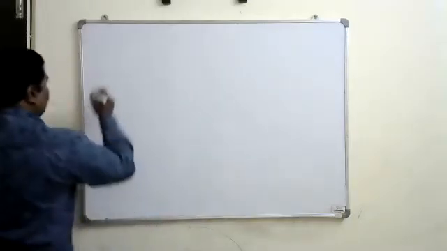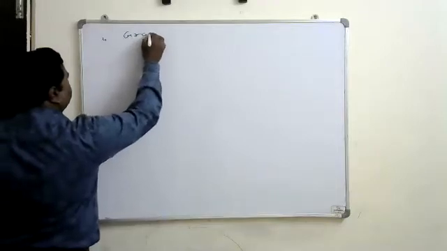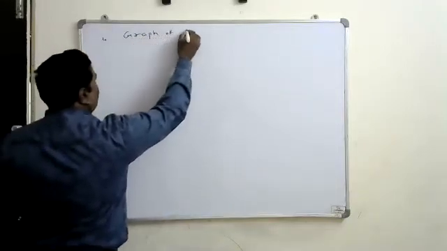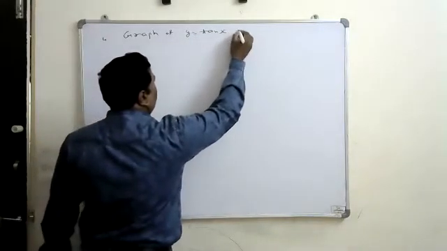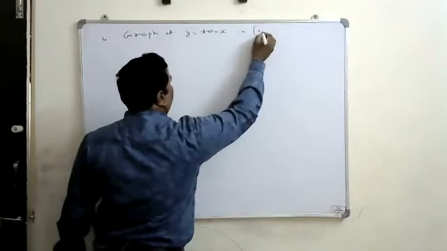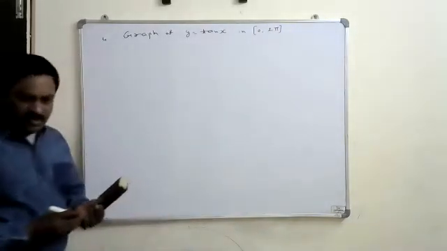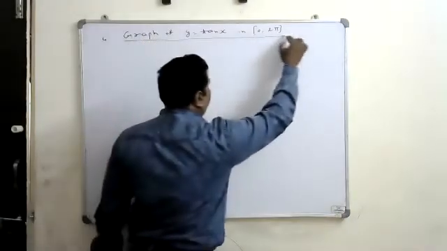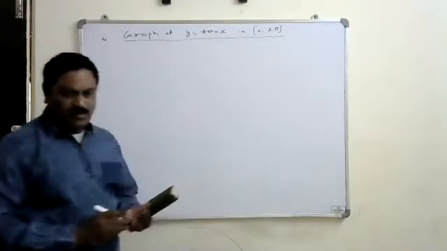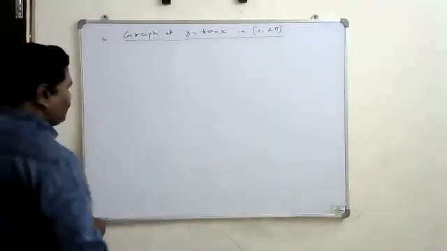Third one, fourth one, the graph of y is equal to tan x in between 0 comma 2 pi. In between 0 comma 2 pi, we will see the graph of tan x. Okay. First, listen carefully. How to draw the graph of tan x.